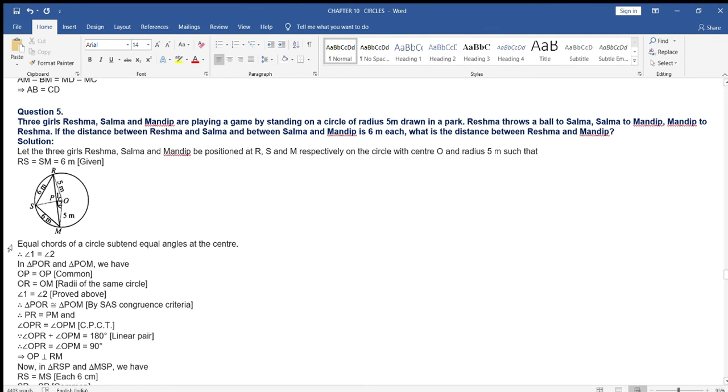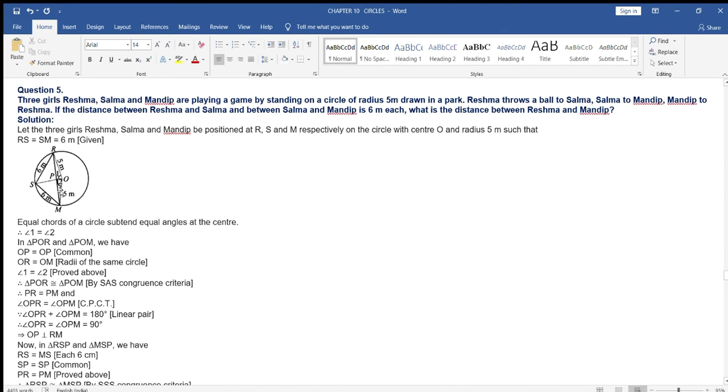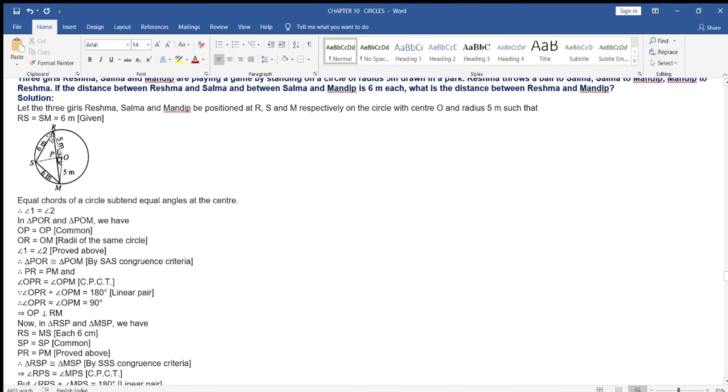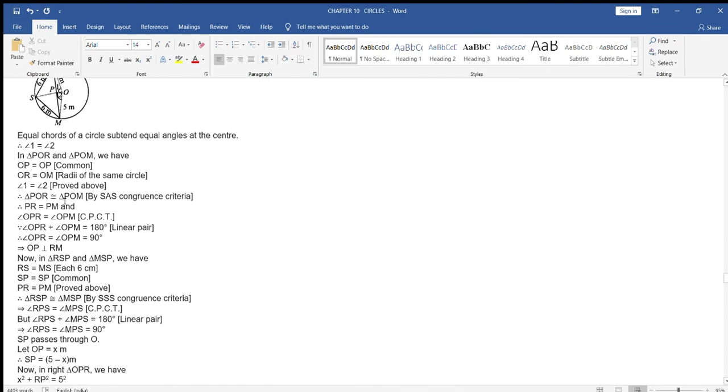Now in this diagram, RS and SM are given to us as 6 meters. When we join R and M with the center, those are radii, so that is 5. And these angles we assume as angle 1 and angle 2. Now see, RS and SM are equal chords, so they subtend equal angles at the center. It means angle ROS is equal to angle SOM, that is angle 1 is equal to angle 2, because the chords are equal and they subtend equal angles.